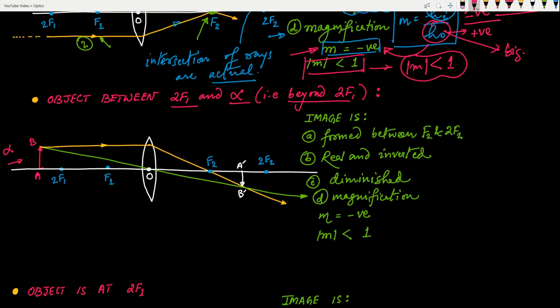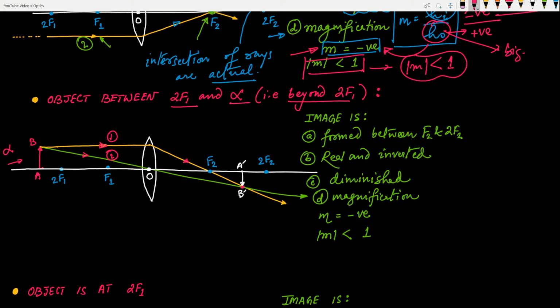We know that we at least require two rays for production of image, because only then we can get the intersection point. Therefore, we have taken two rays. Number 1 is this one and number 2 is this one. Since this ray is parallel to the principal axis, after refraction it will pass through focus f2, as you can see, according to the rule. Now the second one is going through optical center, therefore the ray will go undeviated, and we see that the image is produced between f2, that is principal focus, and 2f2.